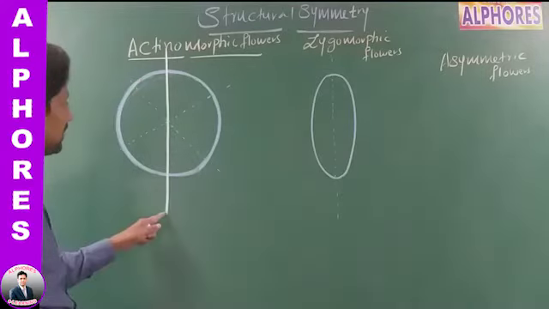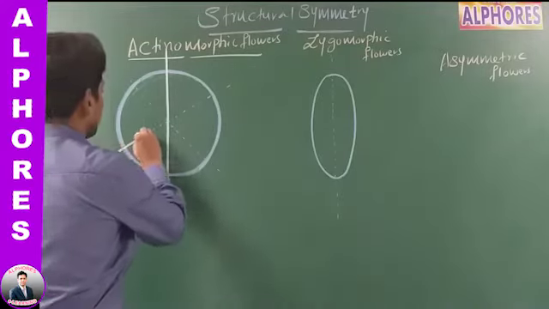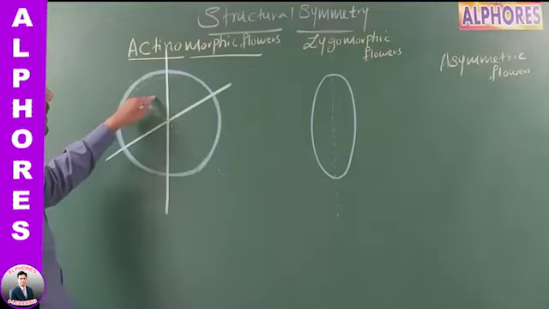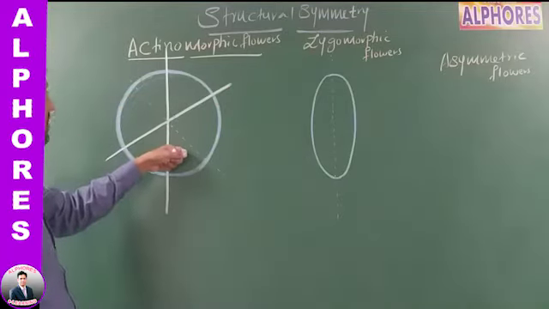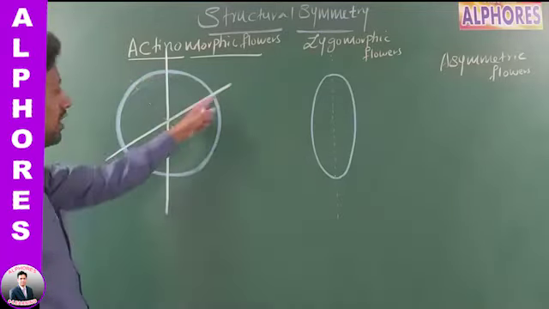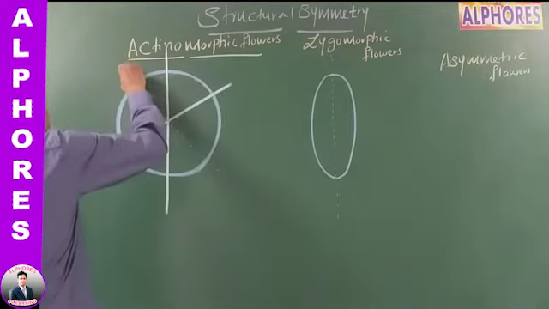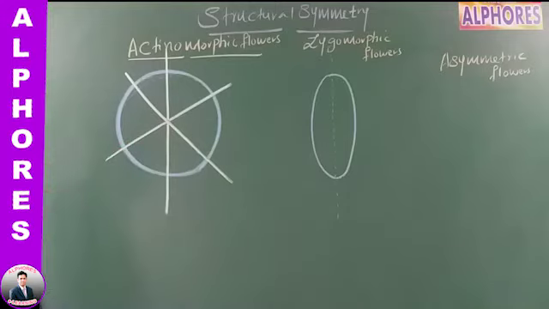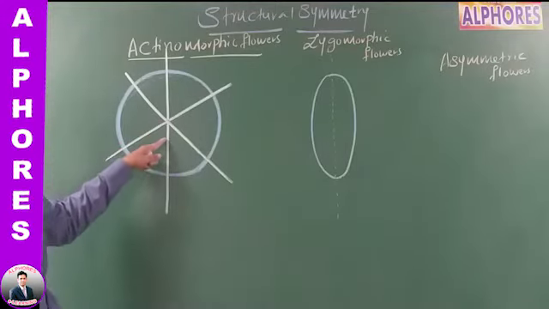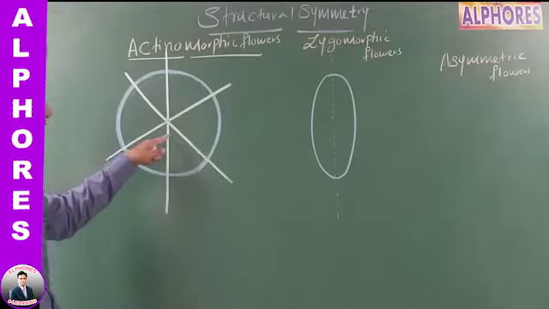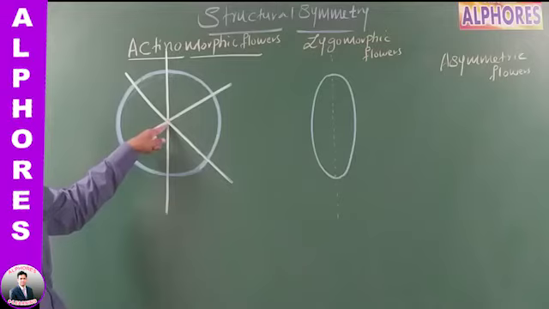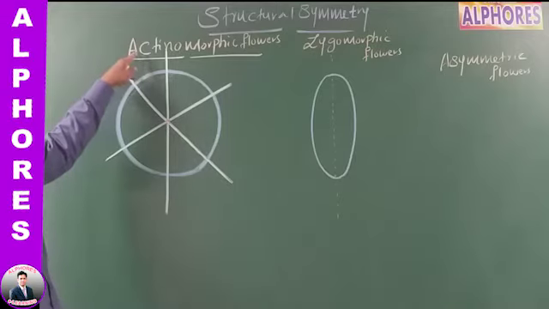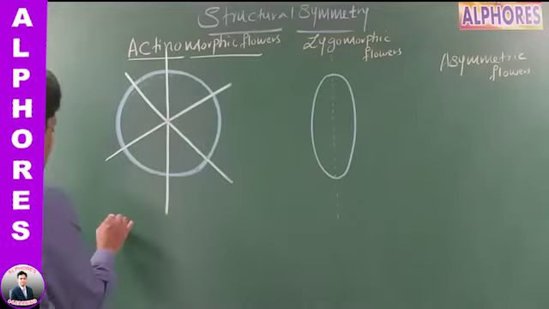Instead of cutting in this radial plane, you cut the flower in another radial plane. You will get two equal halves. Instead of cutting in this plane or that plane, now cut the flower in this radial plane. You will again get two equal halves. It means the flower is divisible into two equal halves in any radial plane, but the radial plane should pass through the center. Such flowers are called actinomorphic flowers.